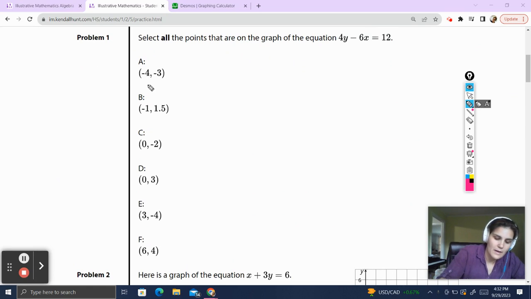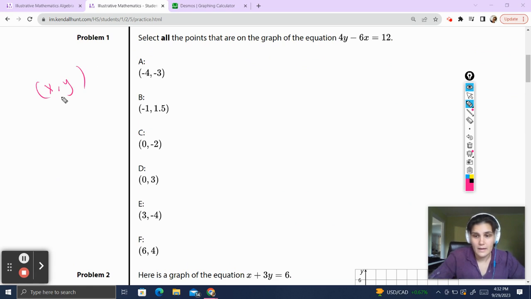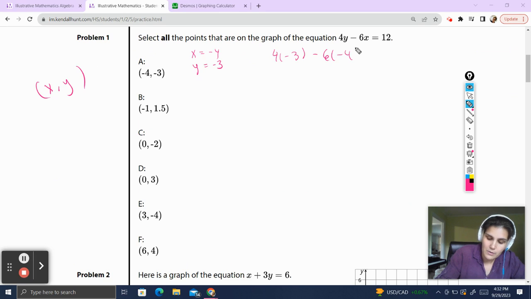So remember, when you have 2 points in parentheses like this with a comma, the first point represents the y and the second point represents the x. So in this case, x is equal to -4, y is equal to -3. To figure out if it's on the graph, all I'm going to do is plug these values into my equation, and check to see if my equation is true.